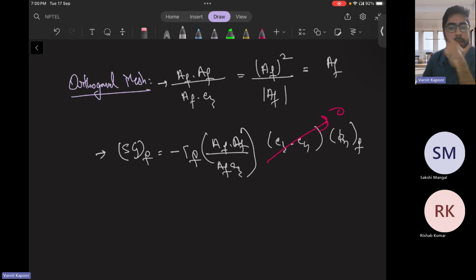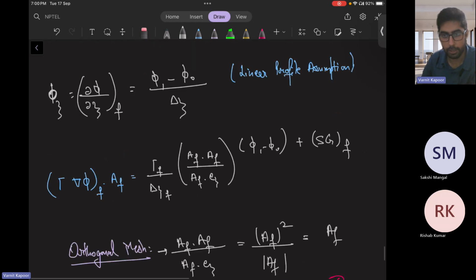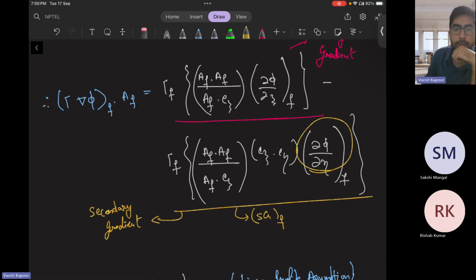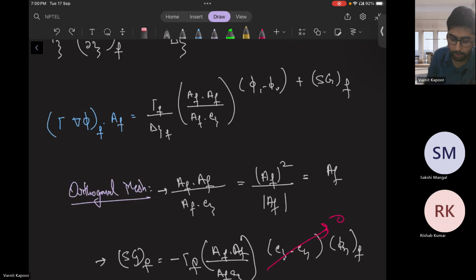And here, the secondary gradient is the problematic one. For the primary gradient, dou phi by dou zeta, we have the cell centroid values, that is phi 1 and phi naught, and we can compute it directly. Whereas for dou phi by dou eta, we don't have it directly. We can name the vertices, let us say, A and B, so phi B minus phi A. If we want to calculate dou phi by dou eta, we somehow need to calculate phi at these vertices, the vertices A and B. But this data is not directly stored, right? That is not something we solved for. So how will you calculate phi A and phi B?